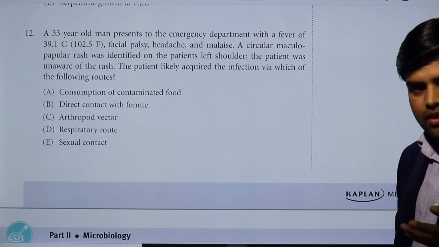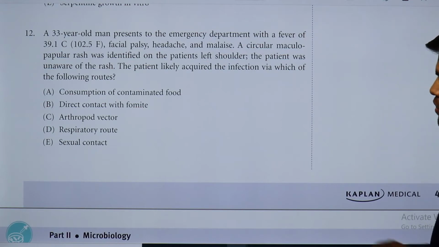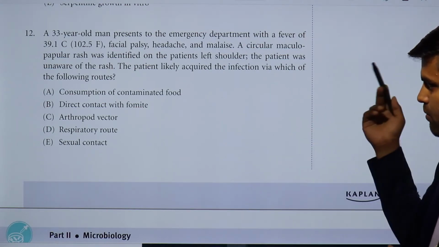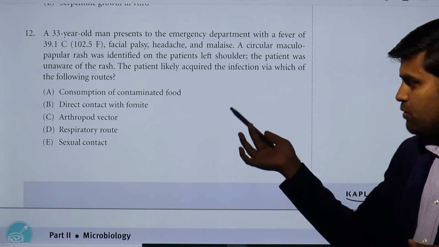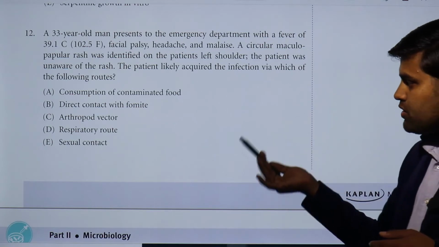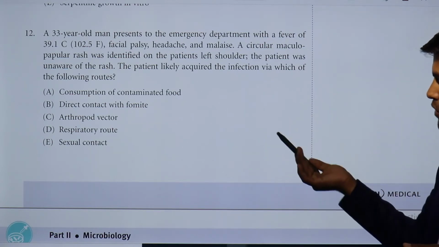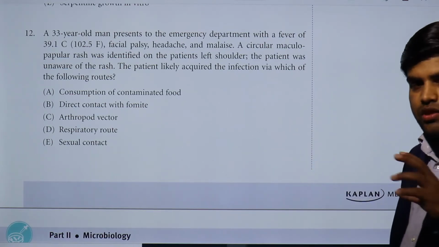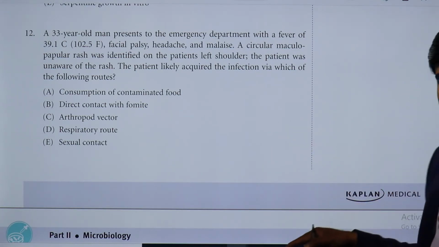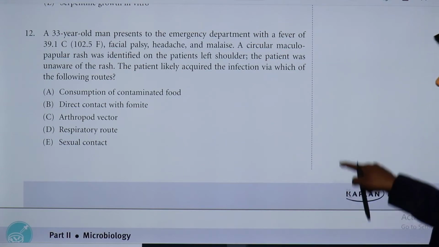So you should understand it in this way. Consumption of contaminated food, no, it will not be transmitted. Direct contact with a fomite will also not be the answer. Arthropod vector, yes, the Ixodes tick is an arthropod vector, so that is the answer. The respiratory route is not a transmission route of Borrelia burgdorferi, neither is sexual contact. So this is a vector-borne disease, and it will be transmitted by an arthropod vector. And you have reached the answer.